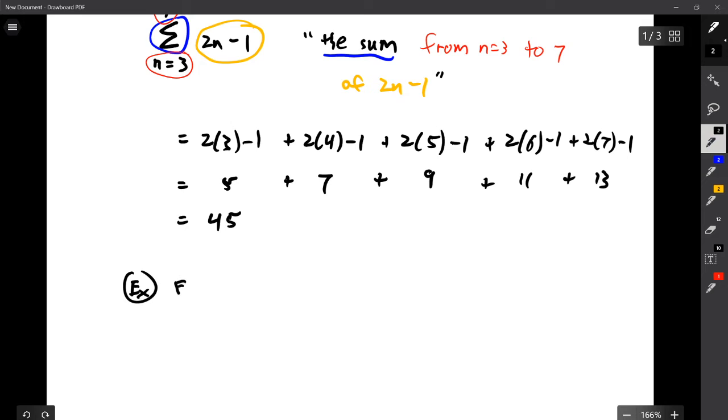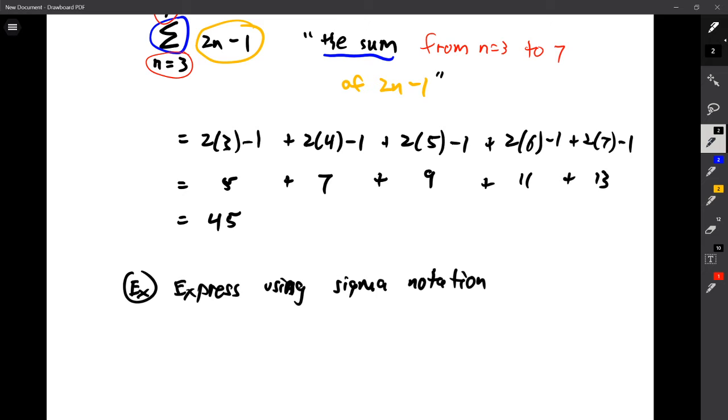Something like: express using sigma notation. And the first one, let's do this. 8 plus 10 plus 12 plus dot, dot, dot, plus, we're going to go up to 24. So we're going to stop there.